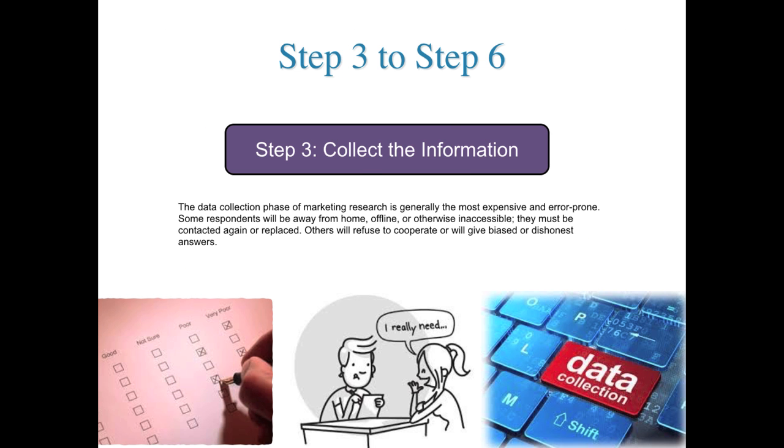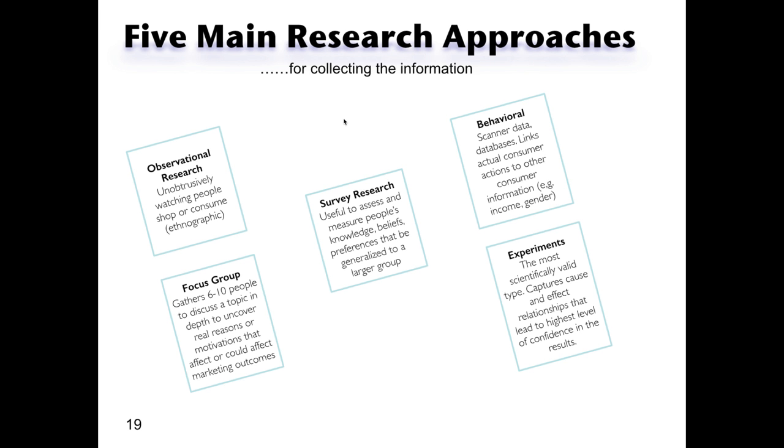Let's see. So from there, let's talk about the 5 main research approaches. Now, we talked about qualitative and quantitative data already, and these will lend themselves to usually one of those or the other, but they're not mutually exclusive. Observational research typically is only gathering qualitative data. It's usually just watching people and seeing how they do something, like how they shop or move through a store, how they maybe eat their dinner.